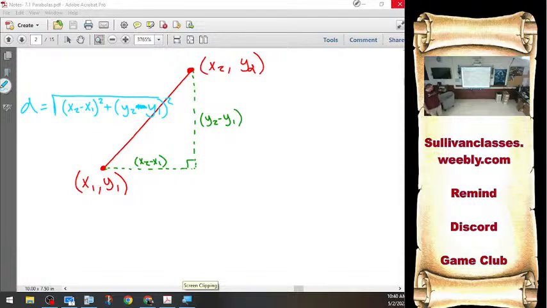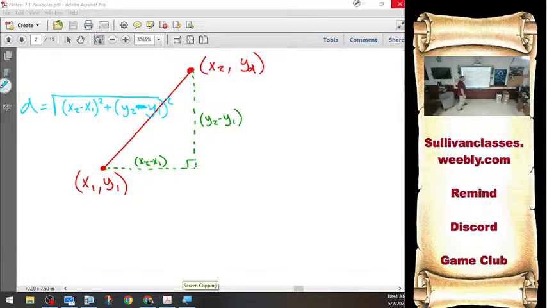Now, could I also just have this on my paper, count boxes, and do Pythagorean? Yeah. But do you always have it on graph paper where you can count boxes? Nope. So take your pick, right? You're either going to use a formula or you're going to do Pythagorean.